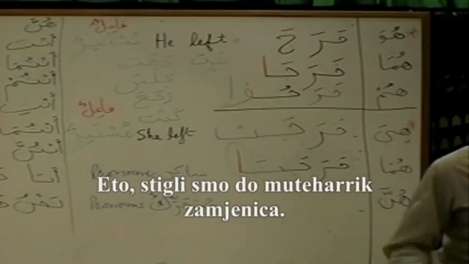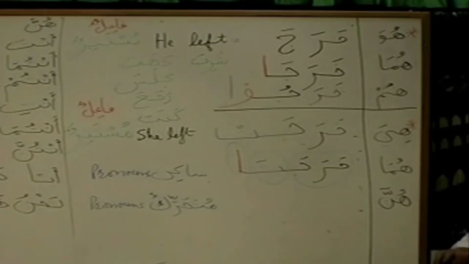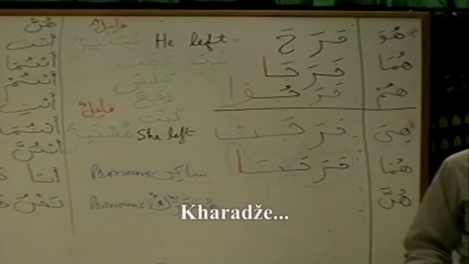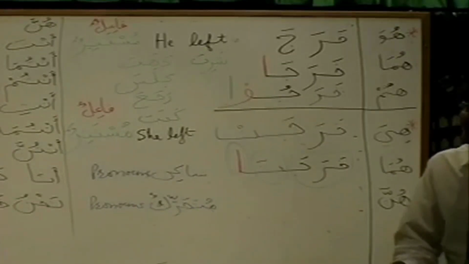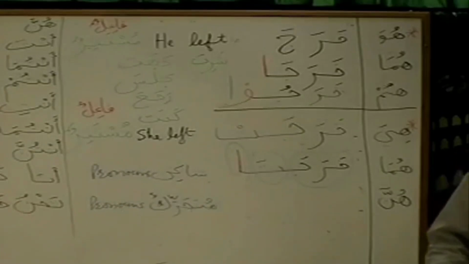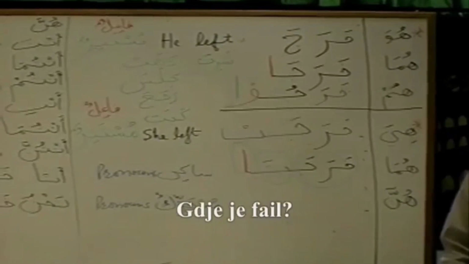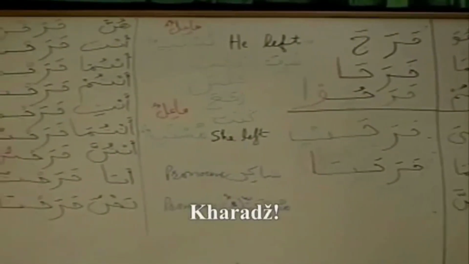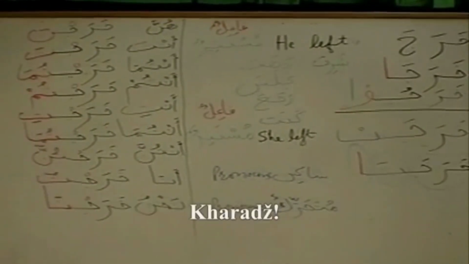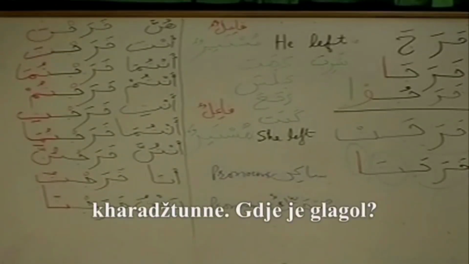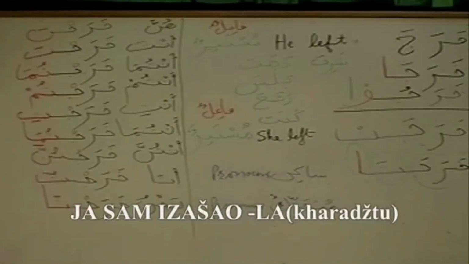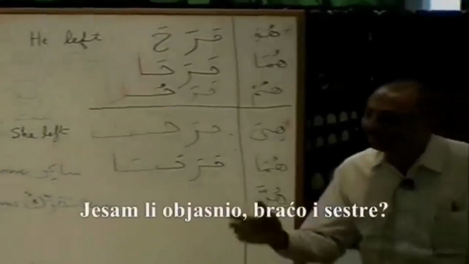Now come to mutaharrik pronouns from hunna. Okay? Kharajna. Where is the verb? Say it properly. Kharaj, with sukun. Kharaj is the verb. And where is the file? Na. Kharajta. Where is the verb? Kharaj. Where is the file? Ta. Kharajtuma. Where is the verb? Kharaj. Where is the file? Tuma. Kharajtum, the file is tum. Kharajti, the file is ti. Kharajtuma, kharajtunna, the file is tunna. Kharajtu, kharajna, the file is na. Got it, brother and sister?